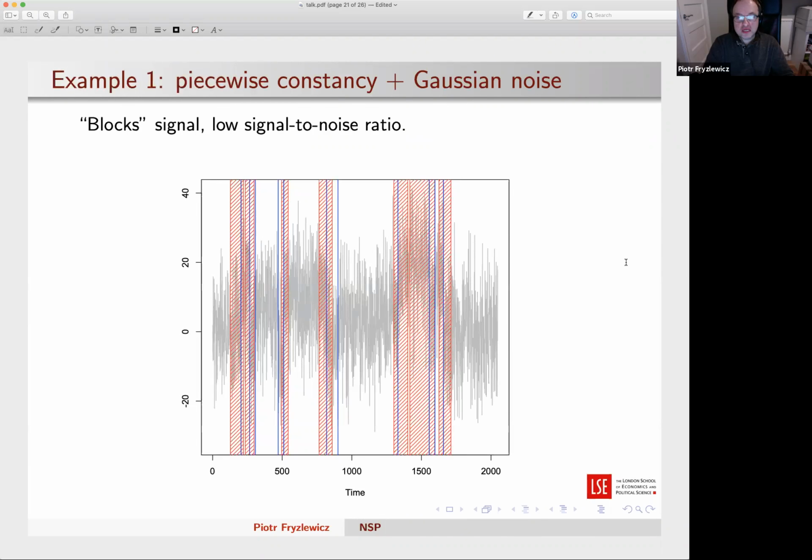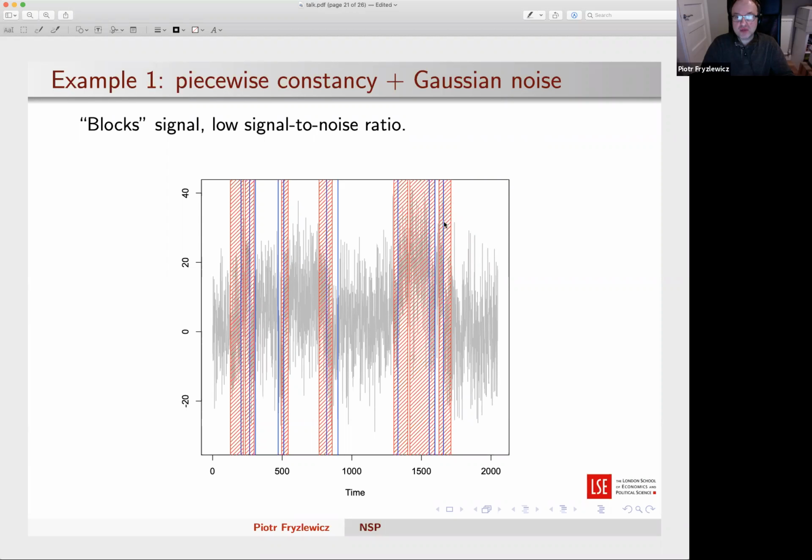Good, so we're nearly done. I just want to show you one or two examples. So this is a simulated example. I have this block signal. What is the block signal? The block signal is a signal which has change points essentially at the blue lines. So the true change points are at the blue lines. The gray data are the real data, the observed data. And the red areas are the NSP significance intervals. Here all my significance intervals have change points inside them, as promised by the theorem.